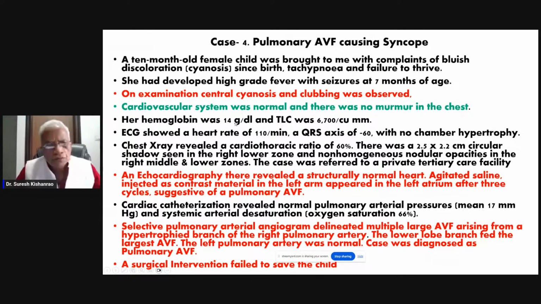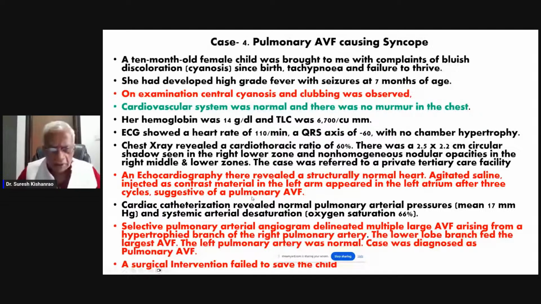Chest X-ray revealed a cardiothoracic ratio of 60%, and there was a 2.5 to 2.2 centimeter circular shadow seen in the right lower zone and non-homogeneous nodular opacities in the right middle and lower zones. This case, as a family physician, I referred to a private tertiary care facility where an echocardiography revealed a structural abnormality in the heart. An agitated saline injected as a contrast was seen in the left arm, appeared in the left atrium, and after 3 cycles, suggestive of pulmonary AVF.